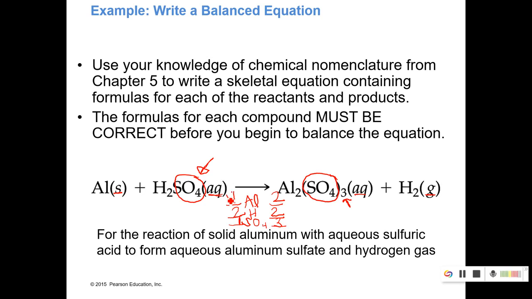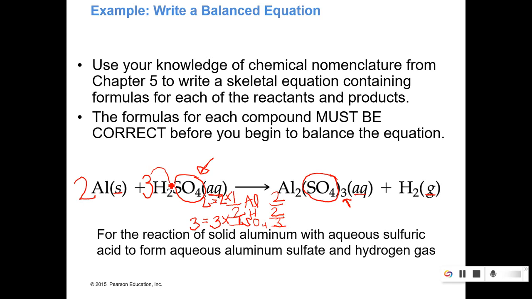So first I'm going to do aluminum. In order to make this 1 into a 2, I need to multiply by 2. So I'm going to put a 2 there. That fixes my aluminum. Now I need to focus on sulfate, which is my other problem area. Okay, again, we can only multiply. I'm going to go ahead and multiply this by 3 to get 3. I put a 3 in front.